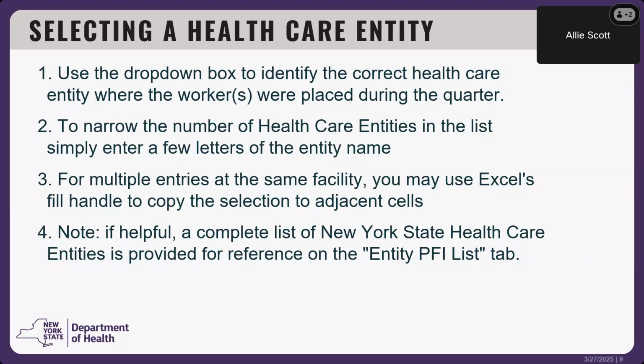You can also try to narrow down the healthcare entities by simply typing in a few letters of the entity name within column A. So this should help ease the data entry aspects of the workbook. You don't necessarily have to know the PFI number itself. You just need to know the facility name, and that can be enough.